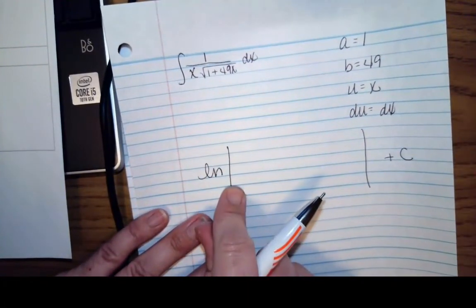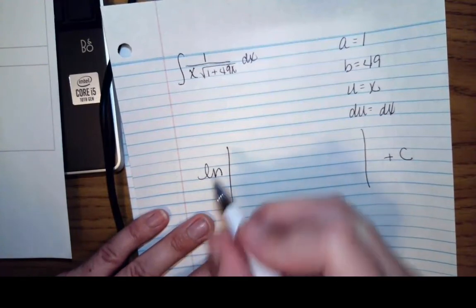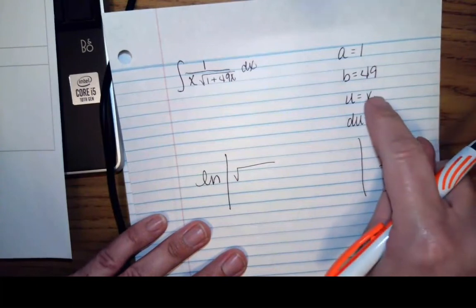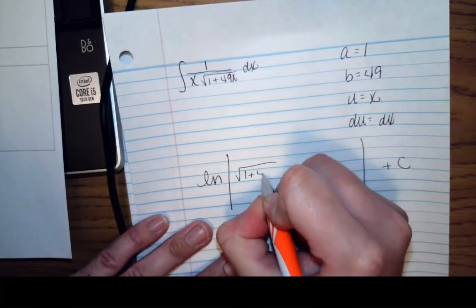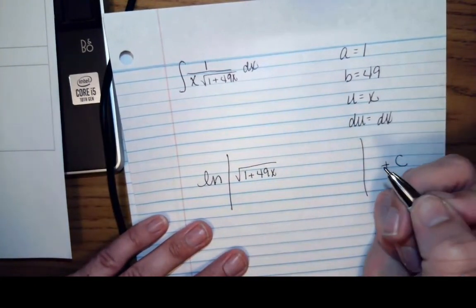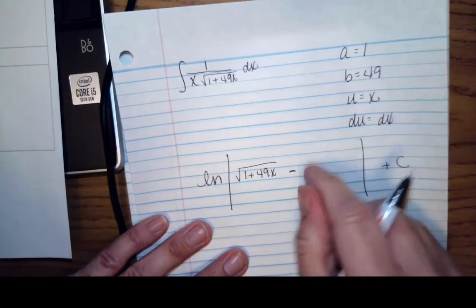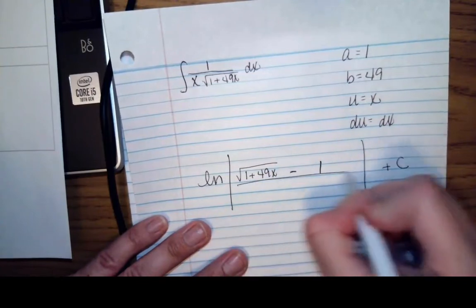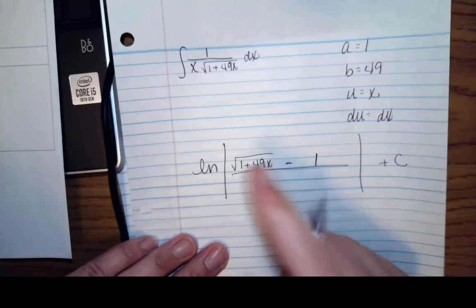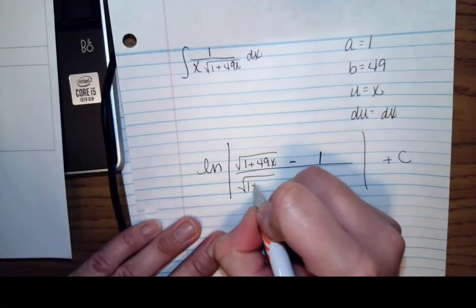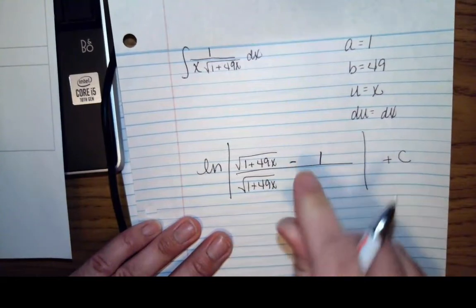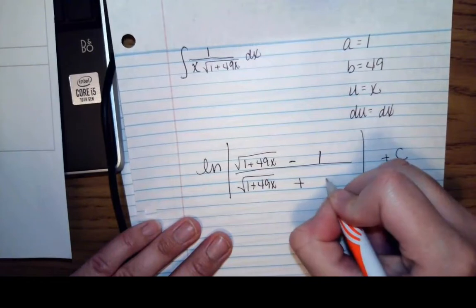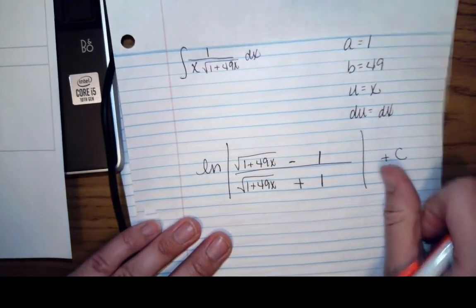So the first one, I've got the square root of a plus bu, so 1 plus 49x, and then minus the square root of a. Well, what's the square root of 1? It's 1. Over the square root of a plus bu, 1 plus 49x, plus the square root of a, plus 1. And now we're done.